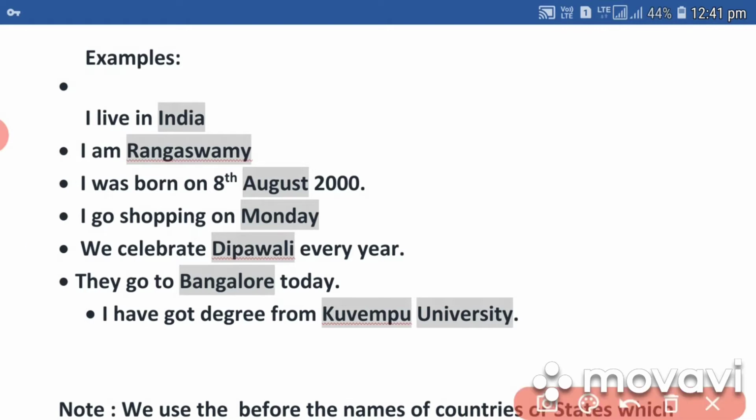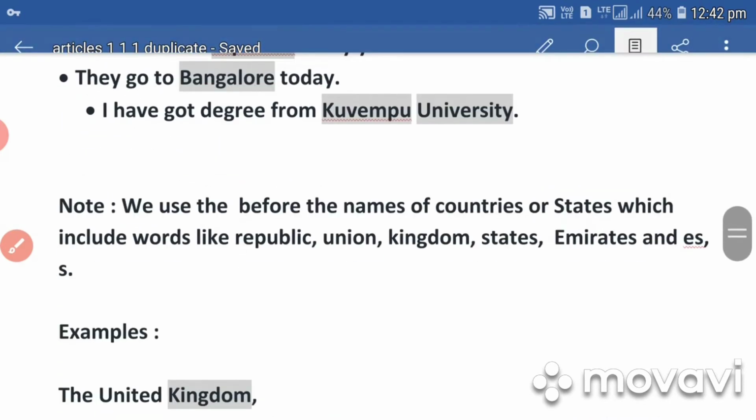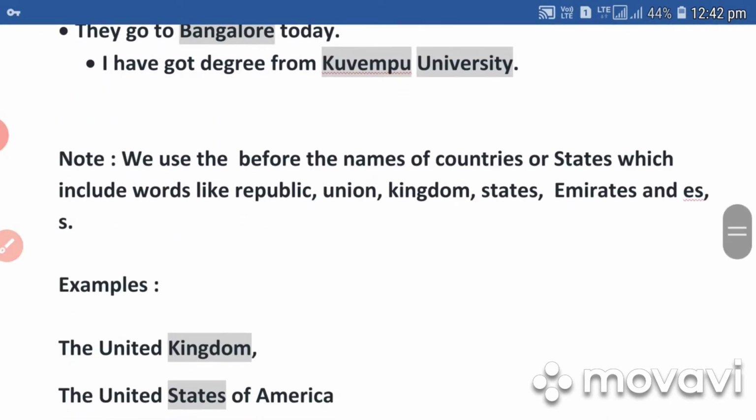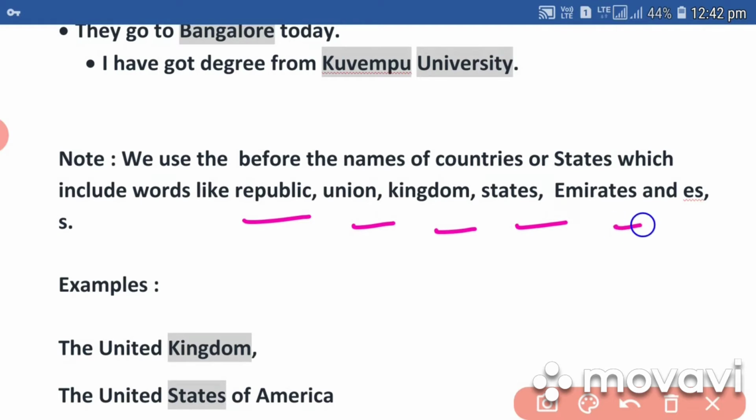we use the definite article before names of a few countries. Before names of a few countries, that means before a proper noun, we use the definite article. Okay, before names of some countries which have specific words like republic, union, kingdom, states, emirates, and the names of countries that end with es or s, compulsorily we use the definite article.